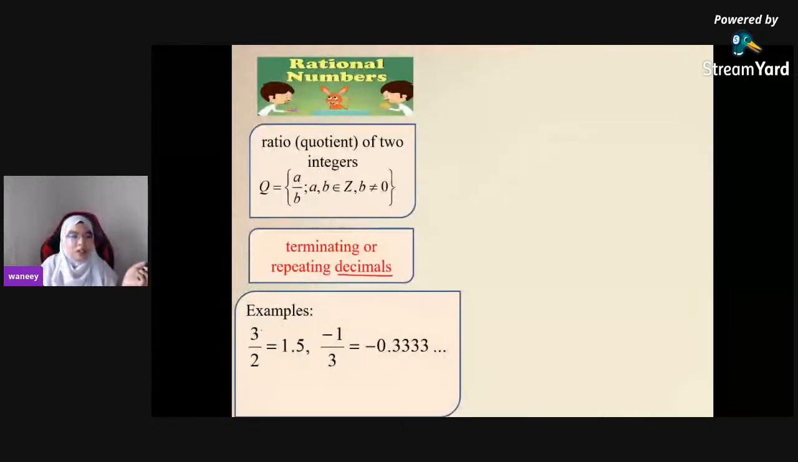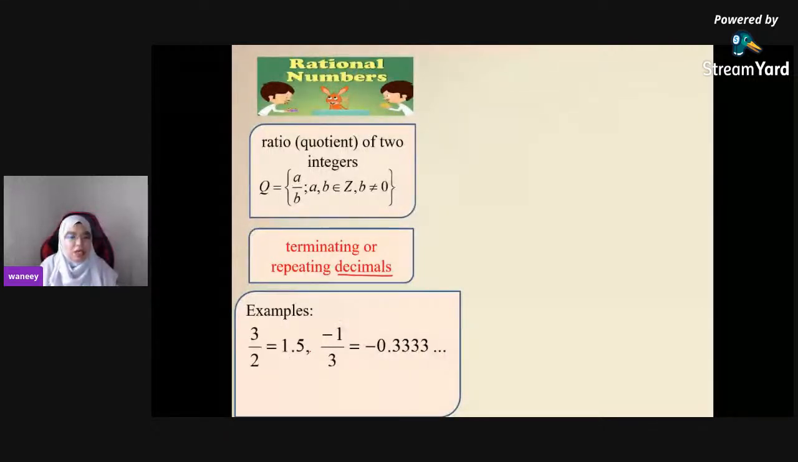Okay, so for example, 3 over 2, so this is in quotient. So in quotient, 3 over 2, so both of them are actually integers. Or if you represent them using decimal, then you have something that is stopping, which is 1.5. So we stop after 5. So this is a stopping decimal or terminating decimal.